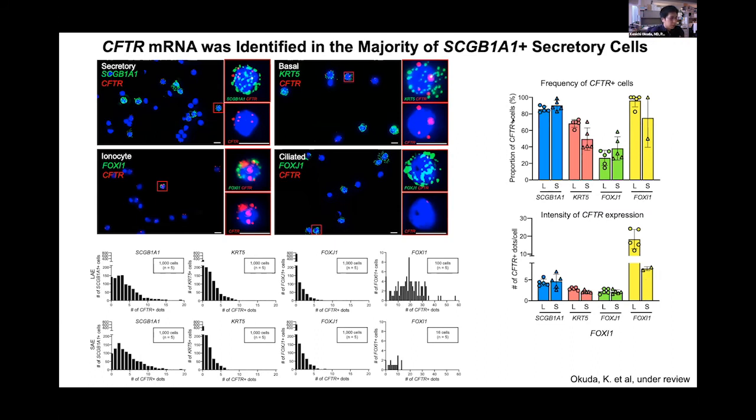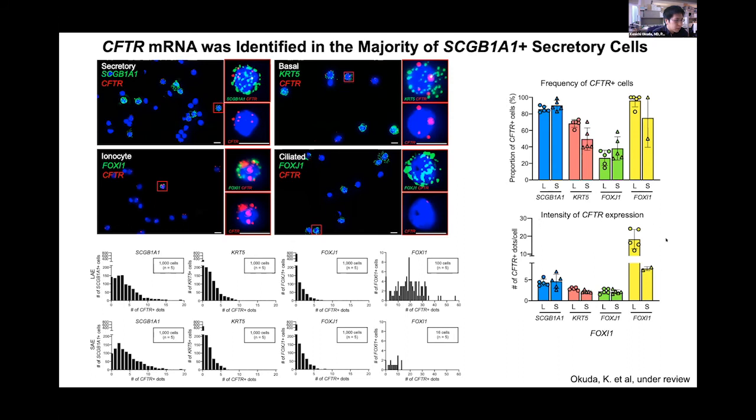These are summary data. This is the frequency of CFTR positive cells among each marker positive cell type. About 80% of CCSP, SCGB1A1 positive cells also express CFTR. In contrast, among ciliated cells, about 30% express CFTR. We have to be careful. We use only one cell type marker and CFTR at the same time, so there could be co-localization of 2 different cell type markers in a cell, like transitional cells. So we might have missed those transitional cells or overcounted them.